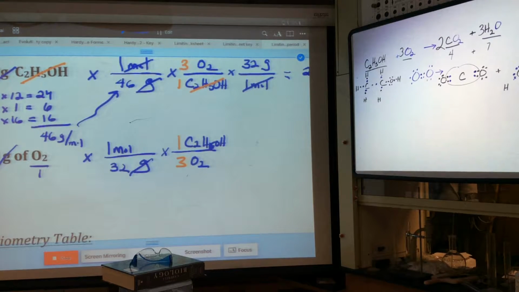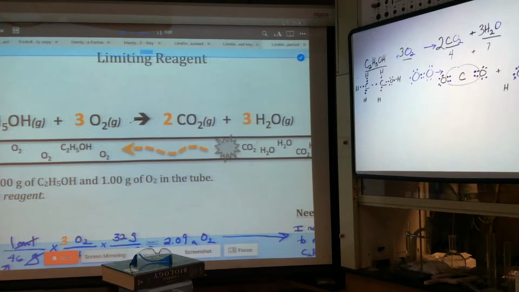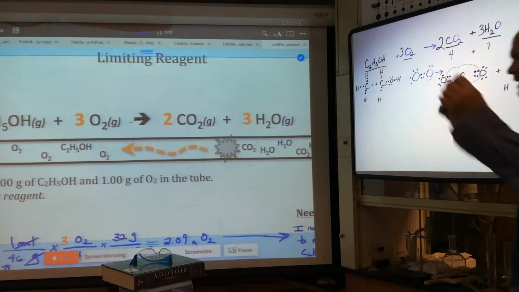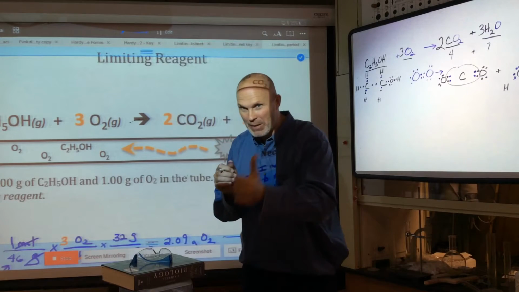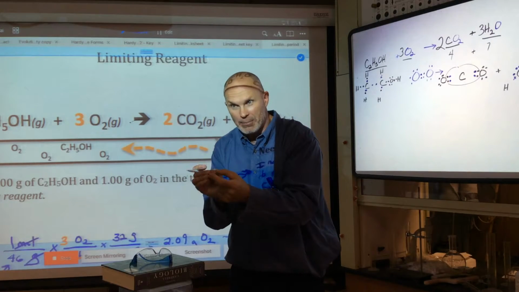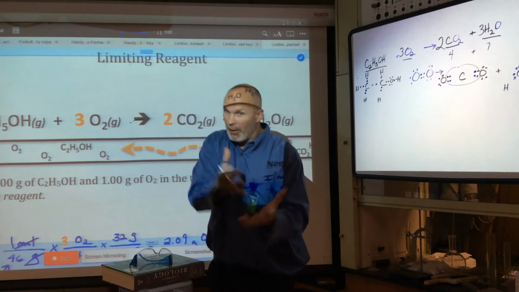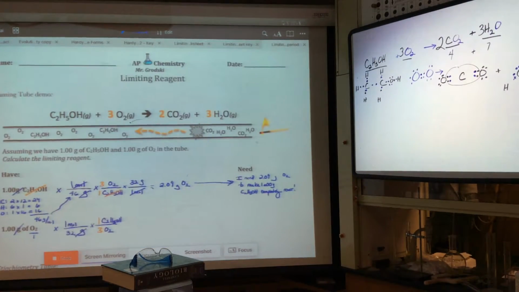There is 3 O2s to 1. Where am I getting that? From my balanced chemical equation based on the law of conservation of mass. If there's no law of conservation of mass, if there's no law of definite proportions, none of this can be done. This is where chemistry began. Once we had a mole concept and a theory of atoms and particles, this is where we could predict how much of one to the other. So this is so important. This is where chemistry became a science.